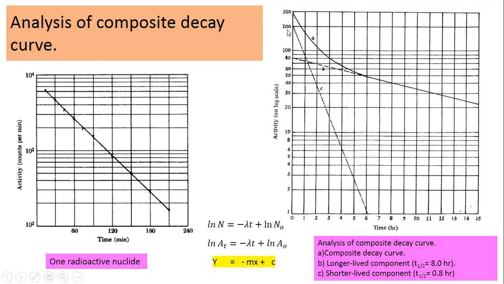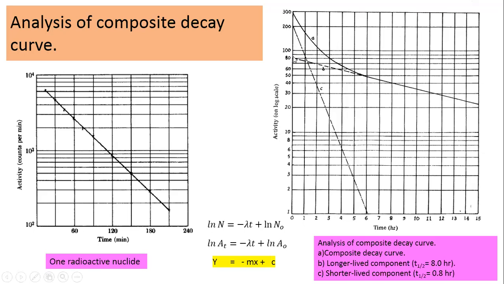So two nuclides have been identified because you have two straight lines on this semi-log paper. That means this composite decay is a mixture of two nuclides. And how can you identify which one is the longer lived and which one is the shorter lived? Just calculate the half-life.